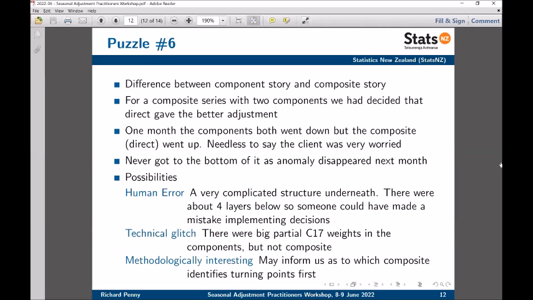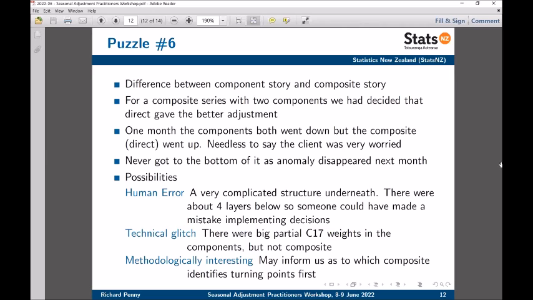Puzzle number 6, this happened to me at least once. There's a difference between the component story and the composite story. For a composite series with two components, we had that the direct gave the better adjustment. One month, both of the components went down, but the composite went up. And needless to say, the client was a bit worried. We never got to the bottom of it as the anomaly disappeared the next month, and it didn't actually go down or up. It sort of flatlined a bit.